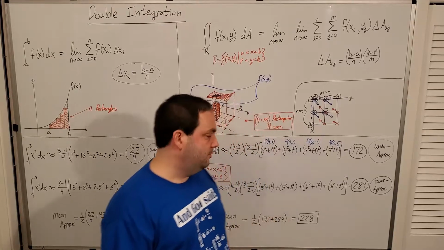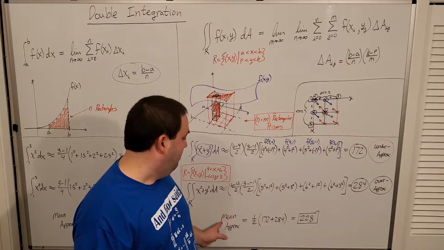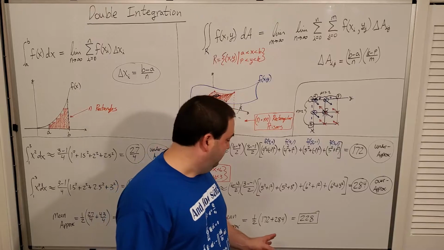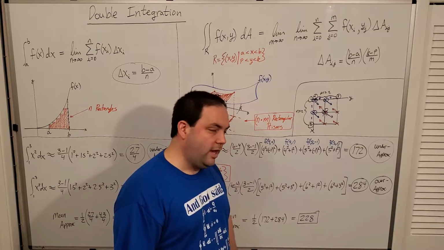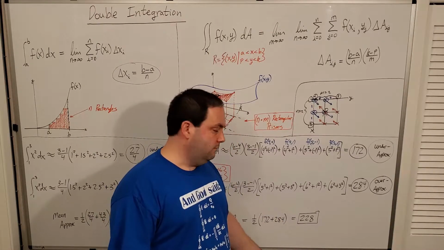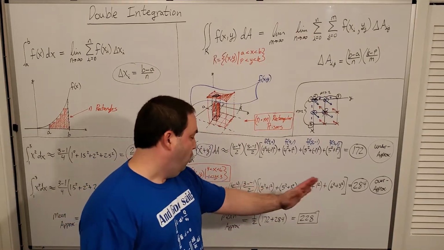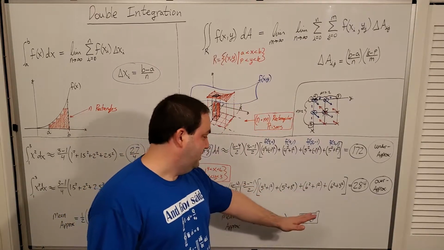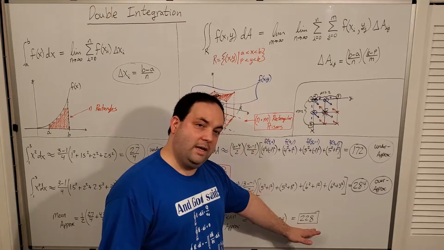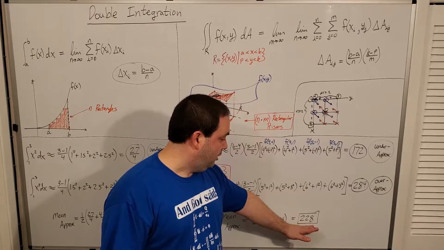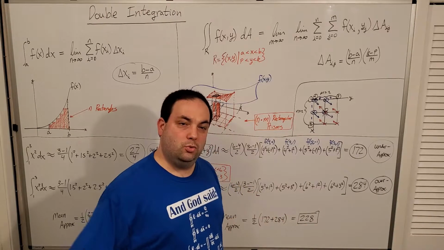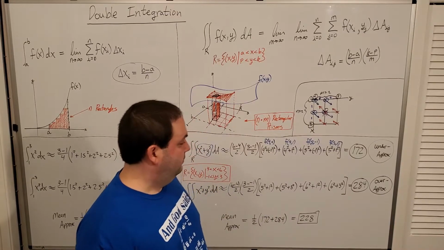your over approximation. And then, of course, I take the mean of those two to make it more accurate at 228. The actual value of this is more like in the lower 220s. But as you can see, not too bad. It is still pretty close to the actual value here. Okay?